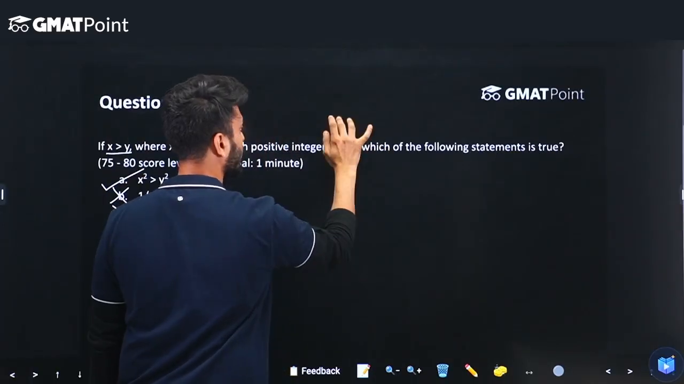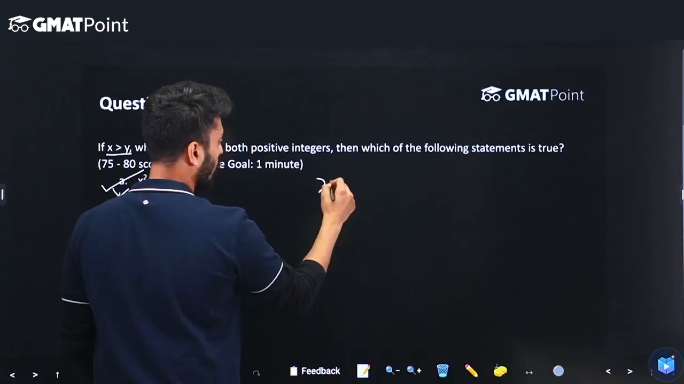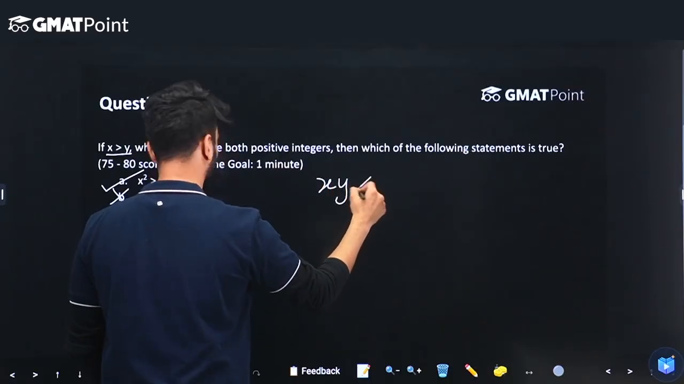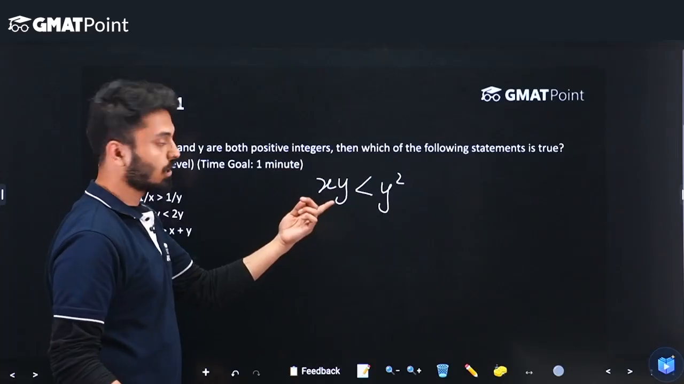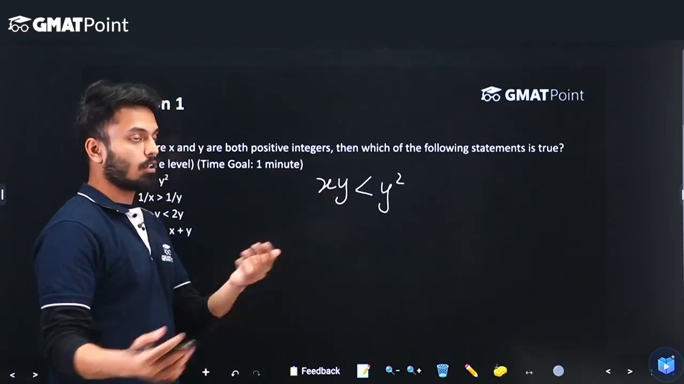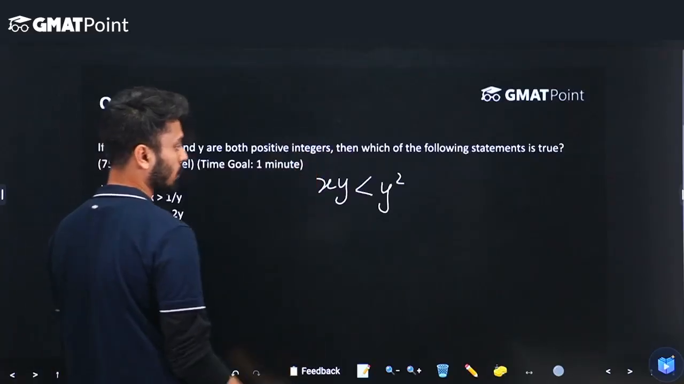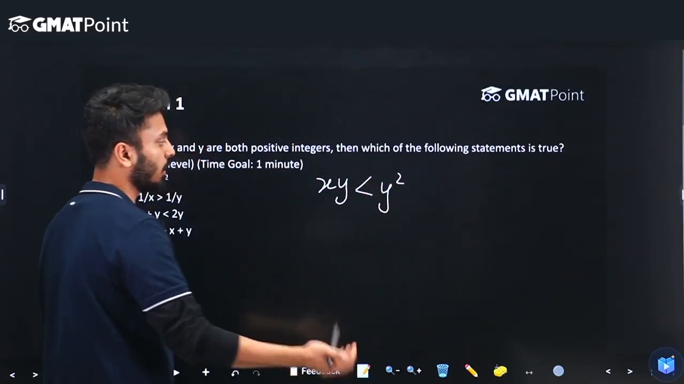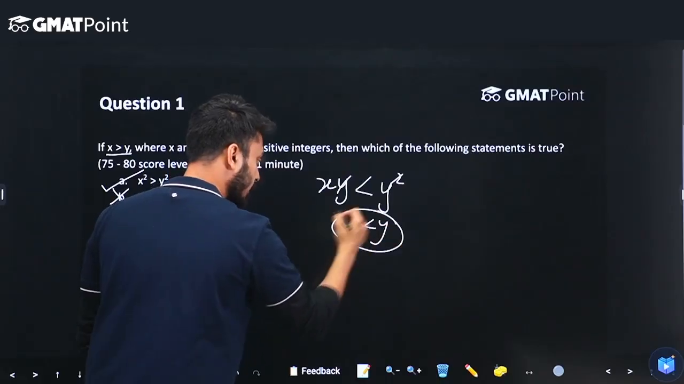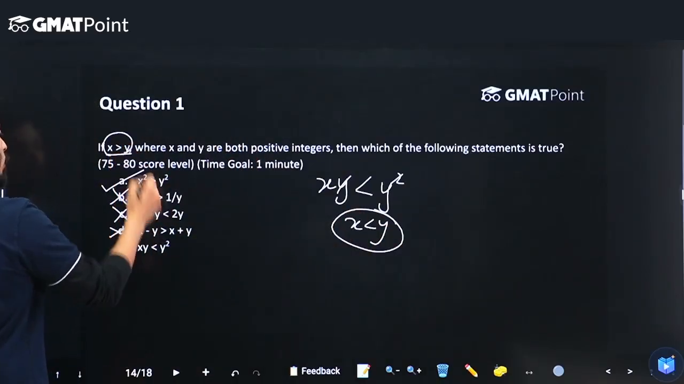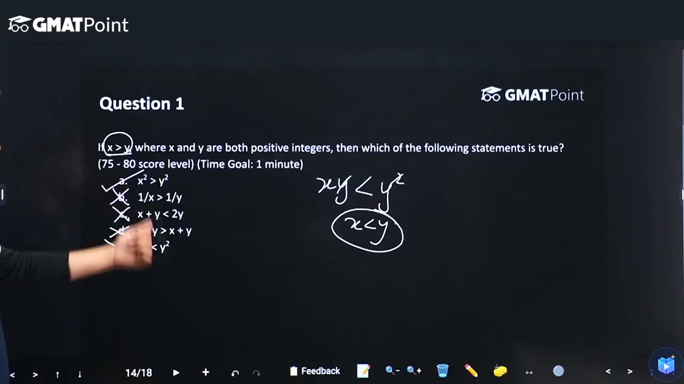Test our last option, which is option E. We have xy less than y square. Again, normally I could not have cancelled out y on both sides if I did not know if it was positive or negative. In this case, I do. They are both positive integers, x and y. So I can simply cancel y out, get x less than y. I see that this is again contradictory to our question statement. So option E is also invalid. Our answer is option A.